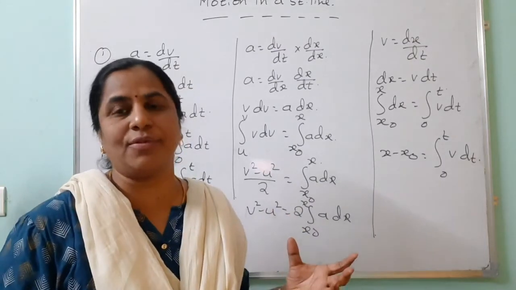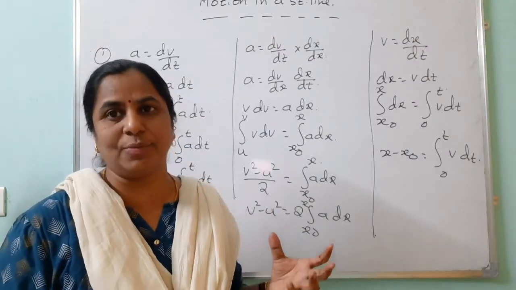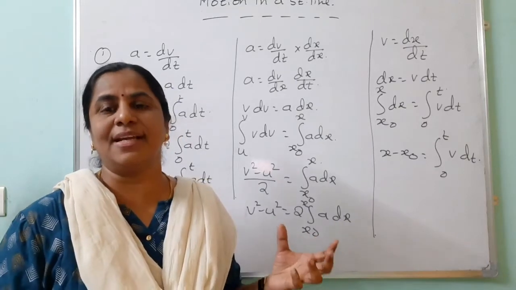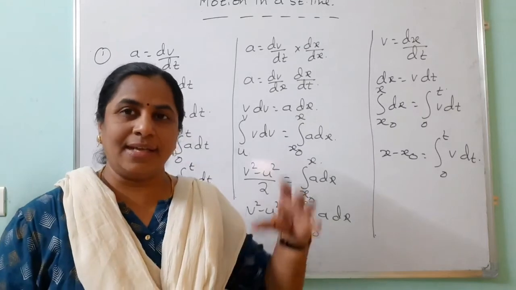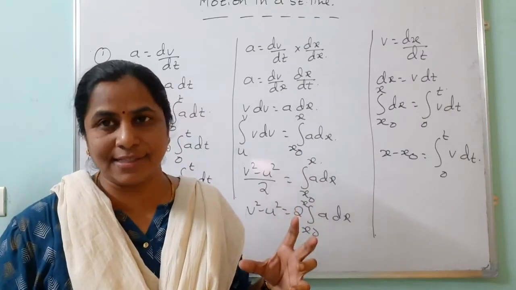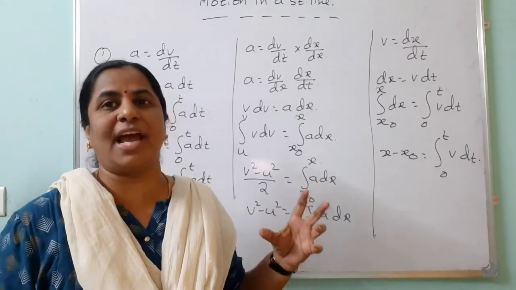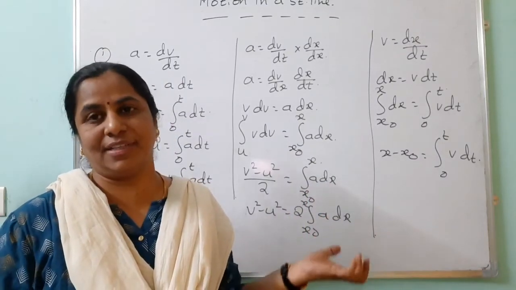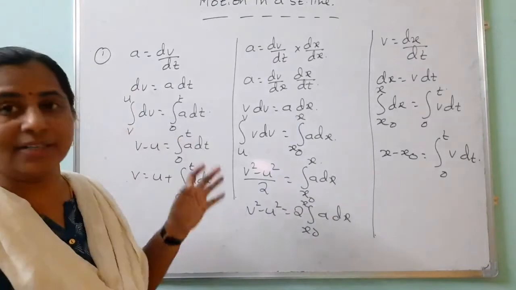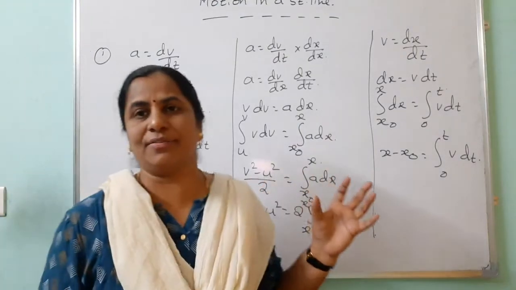We know that there are equations of motion: v equals u plus at, s equals ut plus half at square, and then v square minus u square equals 2as. In all these cases, acceleration is uniform. Suppose the acceleration is non-uniform, what about the equations of motion? That is the question. Look here, it is not that important for the boards, but it's very important for mains also.